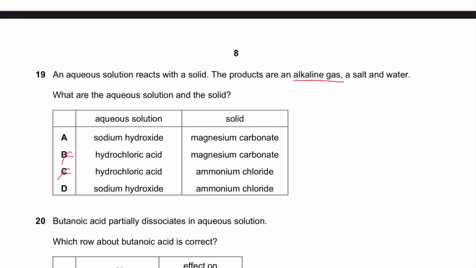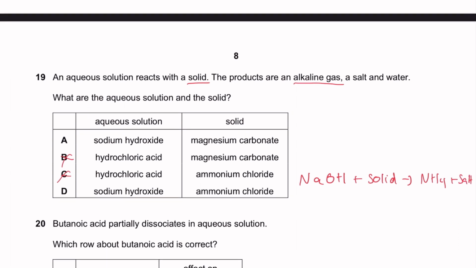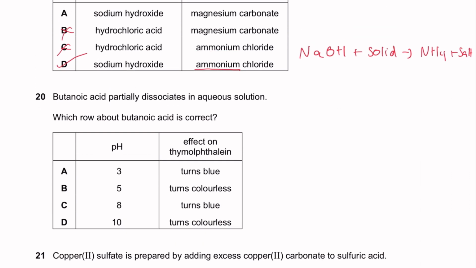So you can write the reaction. It's sodium hydroxide, and it reacts with a solid. You don't know which solid it is, so you can just write a solid. And it gives you an alkaline gas, which in these options is ammonia, so you can write ammonia, and it gives you a salt and water. In A there's no alkaline gas. In D there is an alkaline gas, which is ammonia. So D is correct.